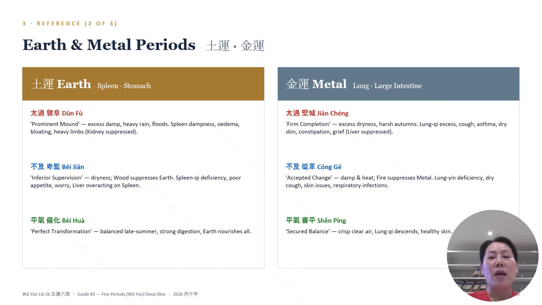Balance is Bei Hua, perfect transformation. A settled late summer, strong digestion, earth nourishing every organ.